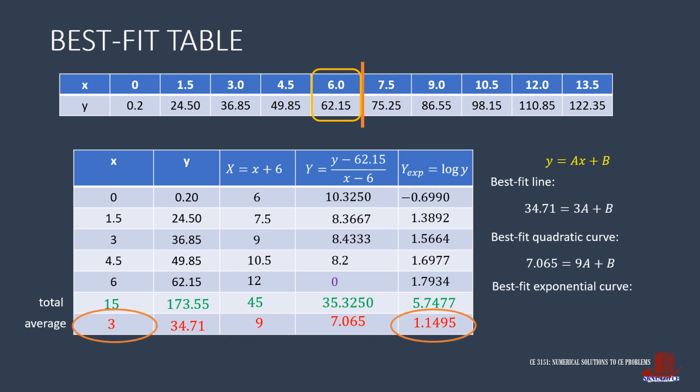Lastly, for the best fit exponential curve, which involves figures of x and exponential y. So the first function is 1.1495 as equated to 3a plus b.